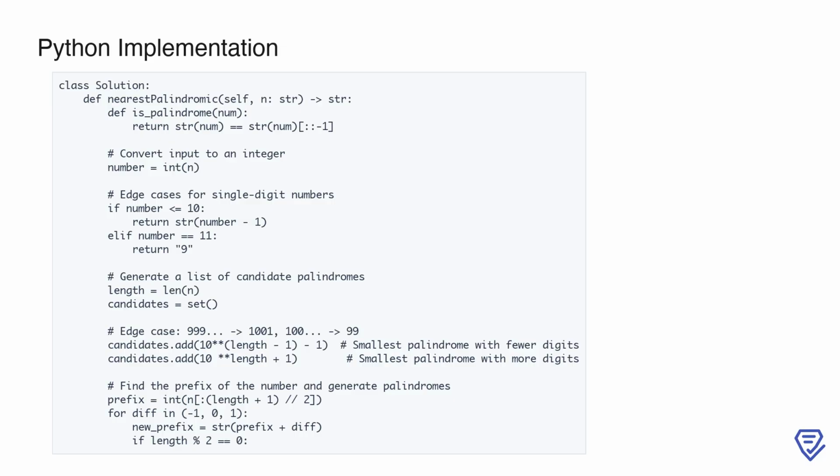Next, we find the prefix of the input number by taking the first half, and possibly one additional digit for odd lengths, of the string representation of the number. Using this prefix, we generate new palindrome candidates by adjusting the prefix slightly, subtracting 1, leaving it unchanged, or adding 1 and then reconstructing possible palindromes based on these new prefixes.